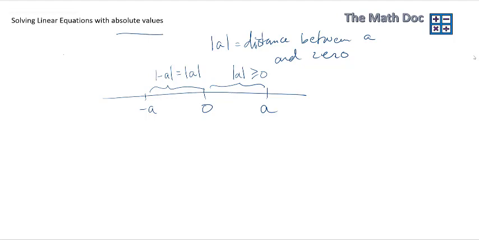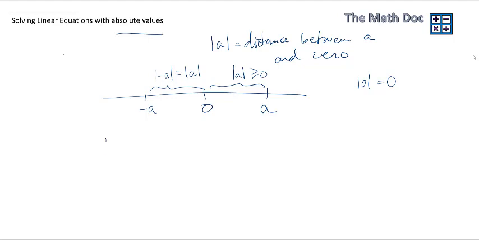It can be 0. If we're looking at the absolute value of 0, the distance between 0 and itself is just 0. But otherwise, for every other real number, it is a positive number. So it has a positive value. And that's really the most important property when we're starting to think about linear equations with absolute values. There will be other properties we use, and I'll remind you of them as we go along, but this is really the main property.